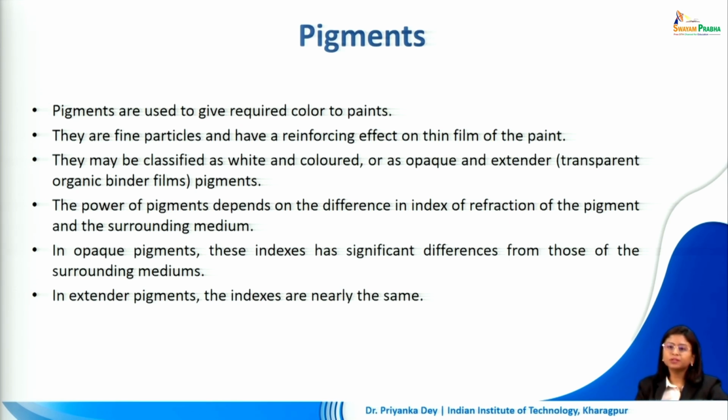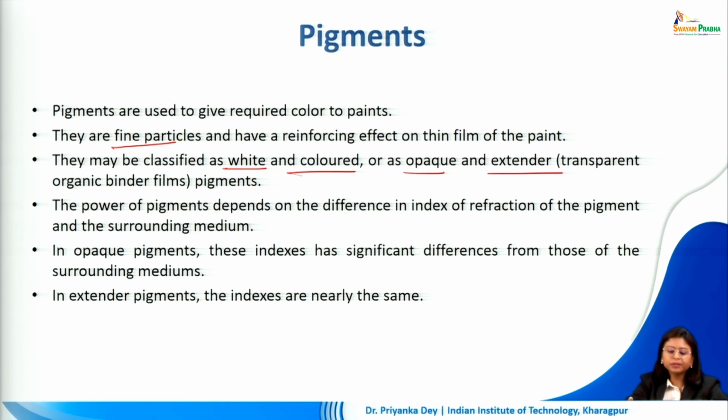The next constituent of paint is the main part, the pigment, that is the color. Pigments are used to give the required color to the paints. These are fine particles and have a reinforcing effect on the thin film of the paint. They may be classified as white and colored or as opaque and extender. So extenders are transparent organic binder films. They are not essentially imparting an opaque color to the film.